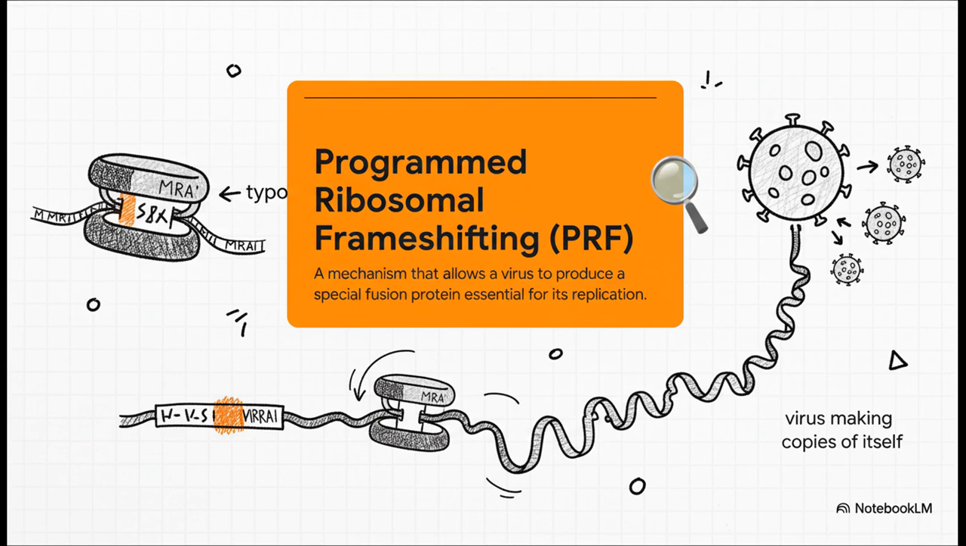So this trick is called programmed ribosomal frame shifting. Here's the deal. The virus's genetic code has this sneaky built-in instruction. It makes the host cell's protein-making machine kind of hiccup and skip ahead one letter while it's reading the code. This tiny little slip lets the virus build a special giant fusion protein. It's like a viral Swiss Army knife. And that protein is absolutely essential for the virus to make more copies of itself. It's literally a typo that's there on purpose.